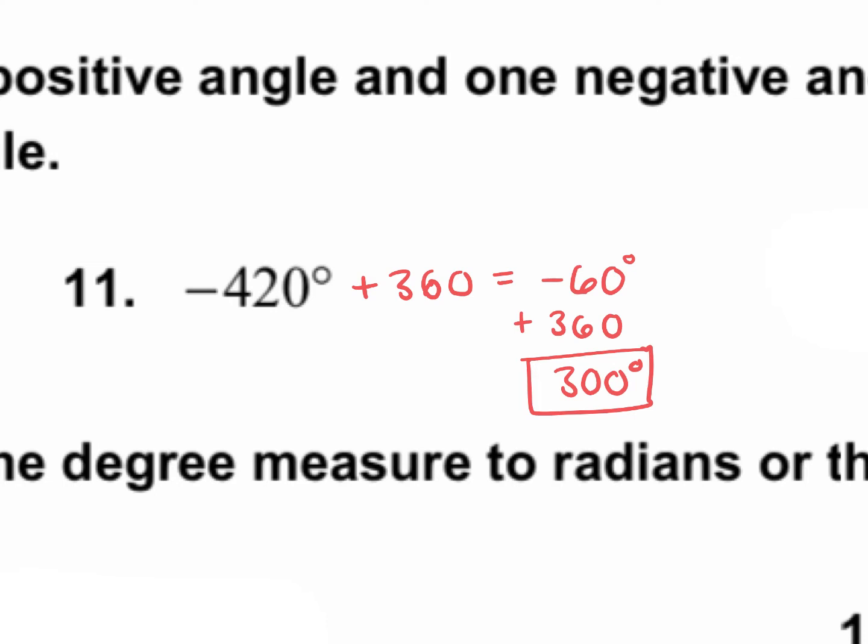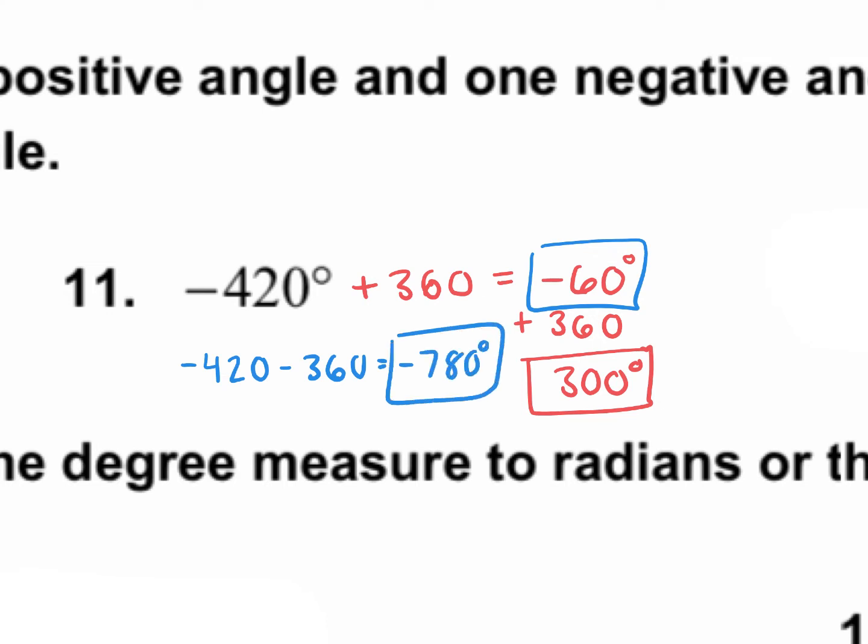What do we do to find a negative coterminal angle? We could subtract 360, but we actually already found a negative coterminal angle here. So negative 60 would count as a negative coterminal angle, or we could do negative 420 and subtract 360. Did anybody do it this way? What did you get? Negative 780. So either one of these would work as a negative coterminal angle. It just wouldn't work if you gave me a negative angle and said it was a positive one.